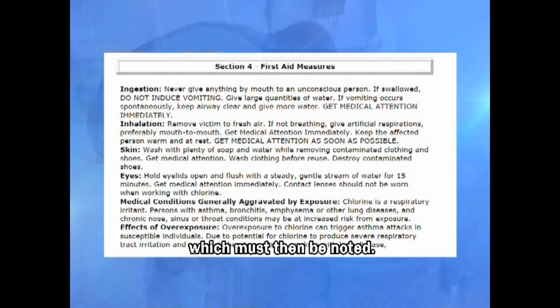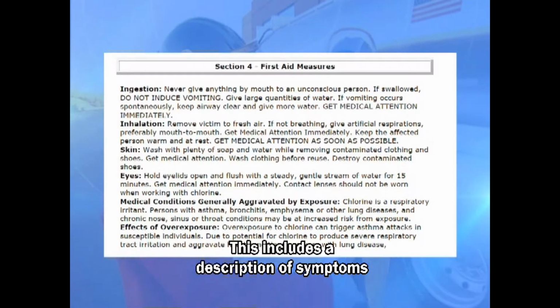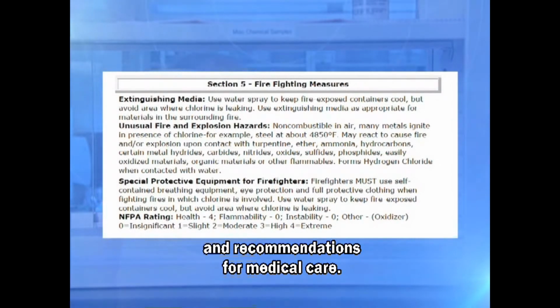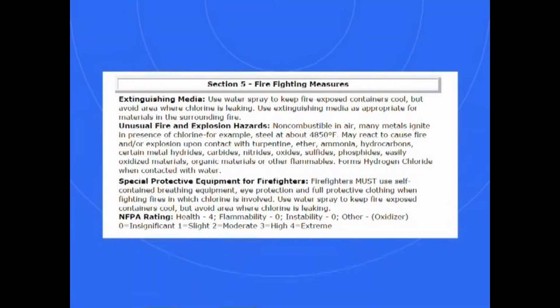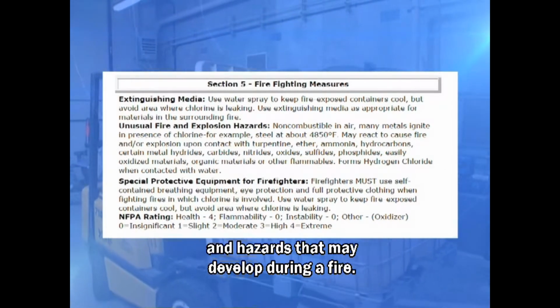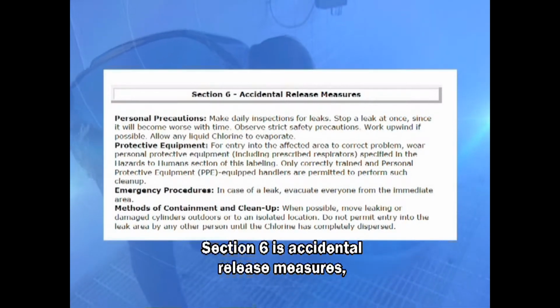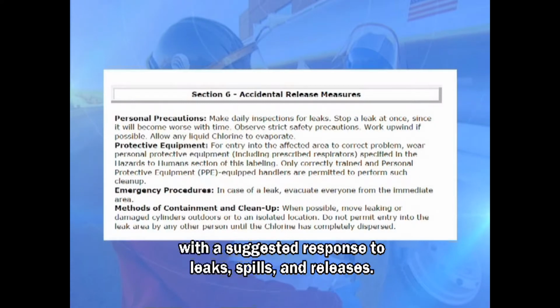Section 4 is first aid measures. This includes a description of symptoms and recommendations for medical care. Section 5 is firefighting measures with appropriate extinguishing and protective equipment for firefighters listed, and hazards that may develop during a fire. Section 6 is accidental release measures with a suggested response to leaks, spills, and releases.